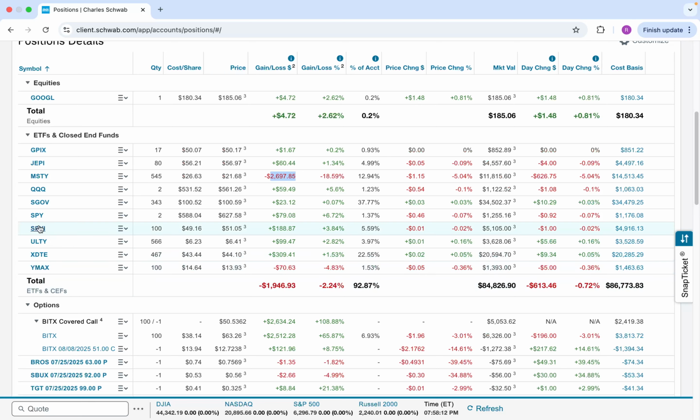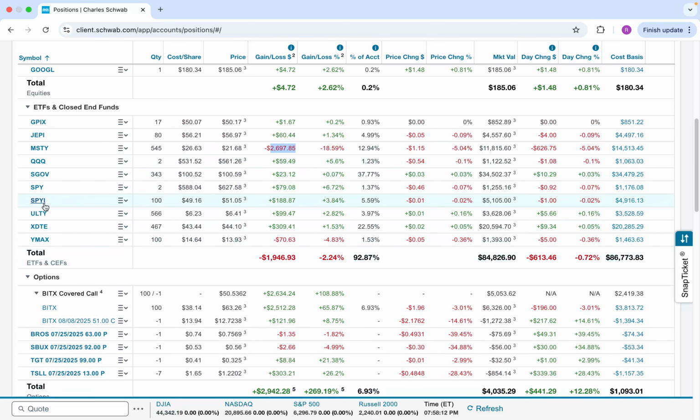I will say for MSTY, ULTY, and YMAX, these are all YieldMax funds. I'm proceeding with caution on these. I have the amount in there that I kind of want, roughly. I don't have a dollar amount that I want to have in them, but right now I'm pretty heavily weighted on them. I do have a large amount in XDTE, but I want to get into some of these other funds before I start putting more into YMAX, MSTY, and ULTY. But I do like their payout so far, and I am up on all of them, which is great. So I'll continue to scale in appropriately.